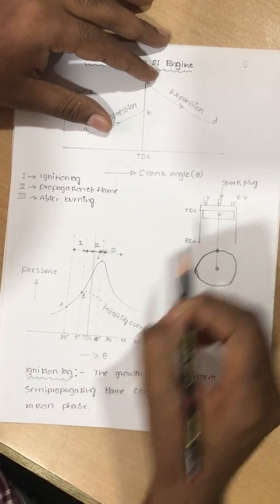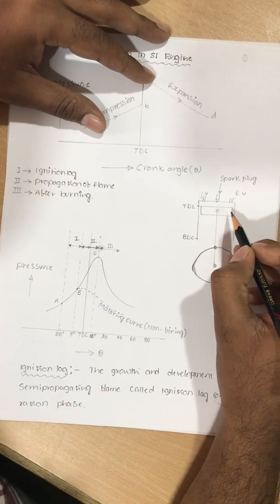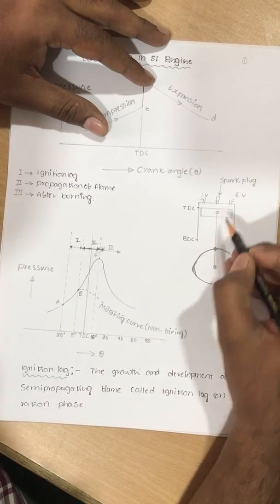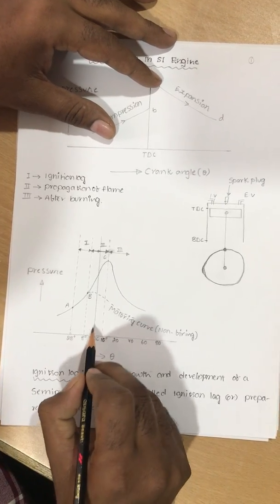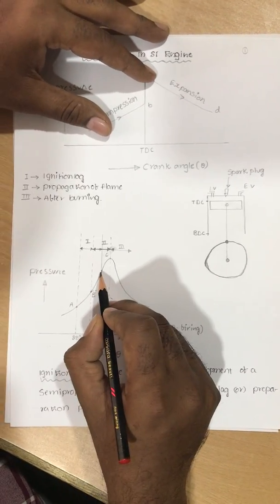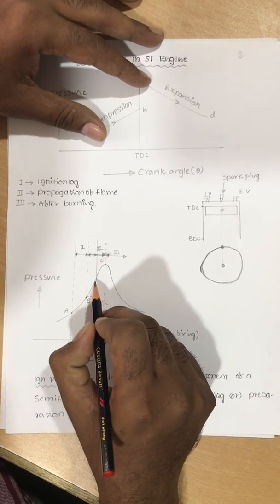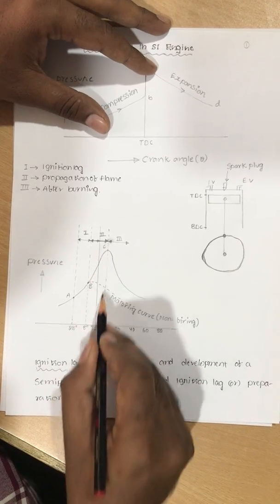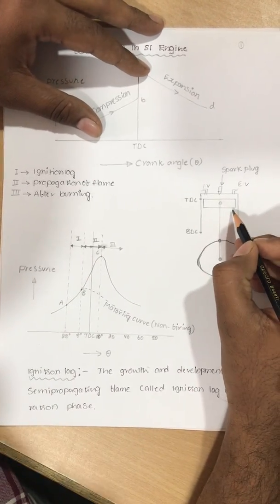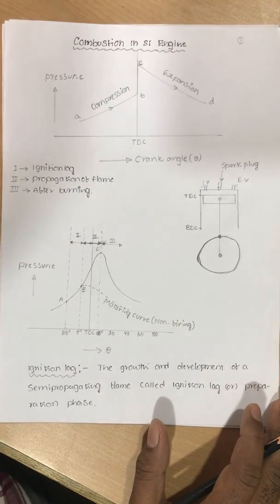Once the spark is given 28 degrees before TDC, during the compression stroke, by the time the piston reaches top dead center, some amount of the gas is already burned and the remaining gas is burned after TDC. That means the maximum pressure and temperature occur after TDC, that is, during the expansion stroke. So we will study these things in detail.